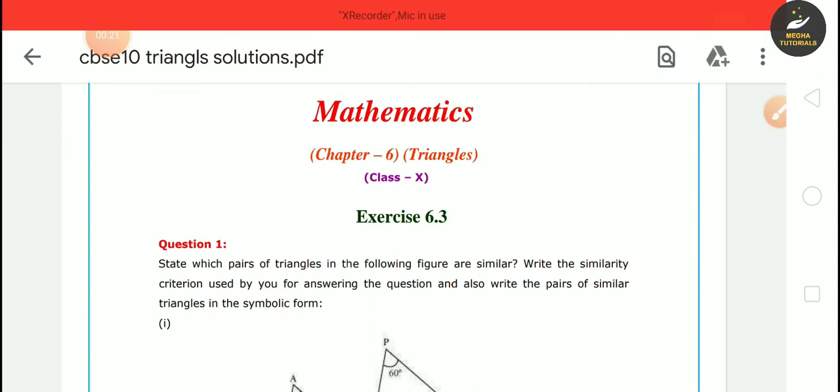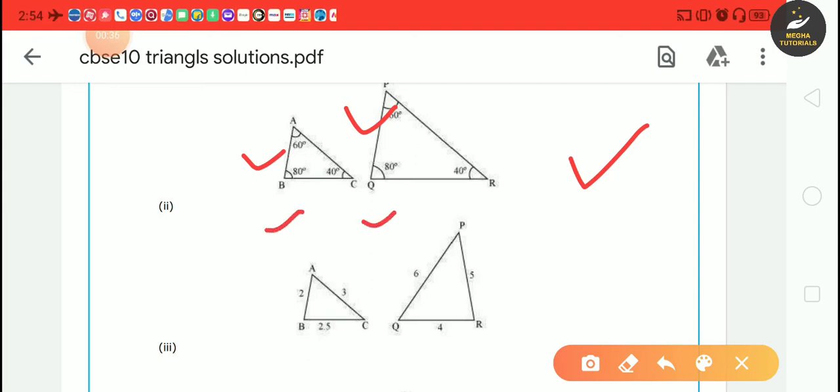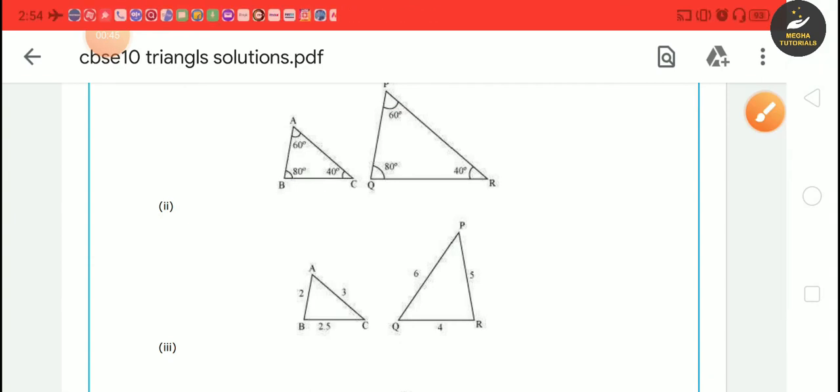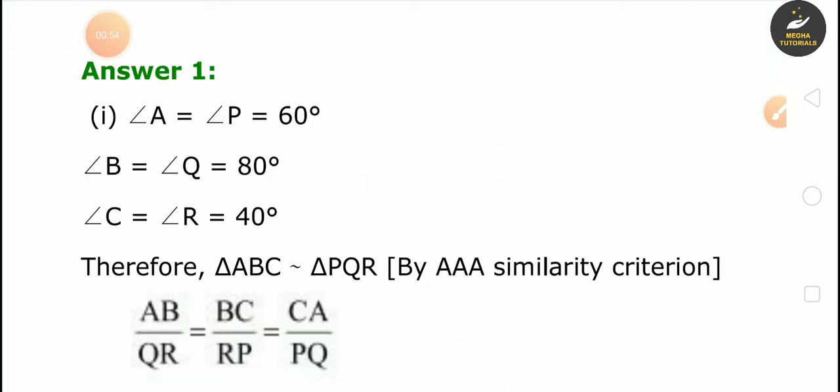the symbolic form. First question, triangle ABC and triangle PQR, in which we can see angle A and angle P are same, that is 60 degree. Angle B and angle Q are same, that is 80 degree, and angle C and angle R are 40 degree. It means all three angles of both triangles are same. Therefore, triangle ABC is similar with triangle PQR by AAA test. Please find the solution.